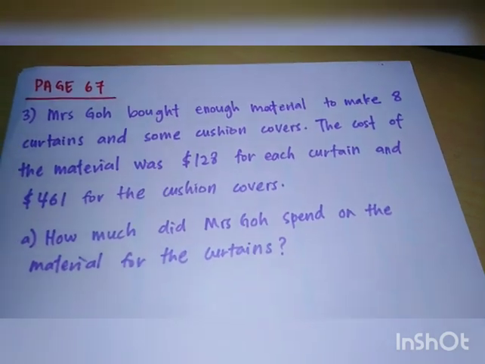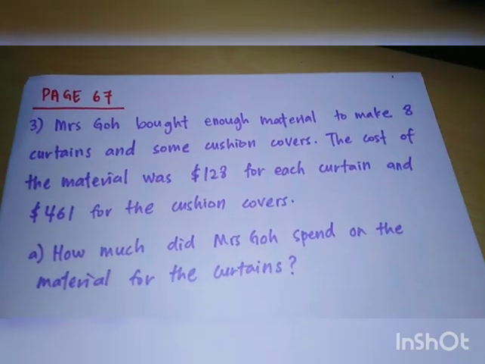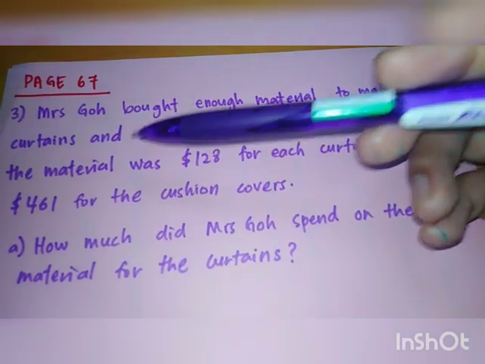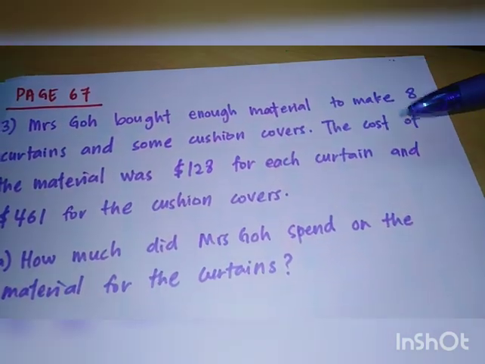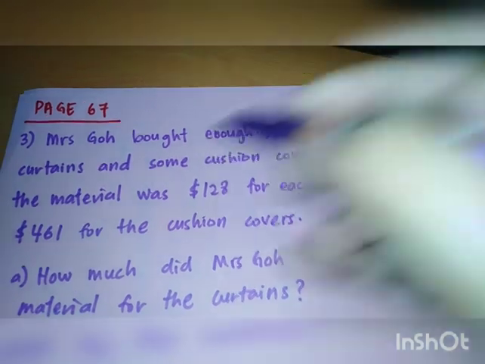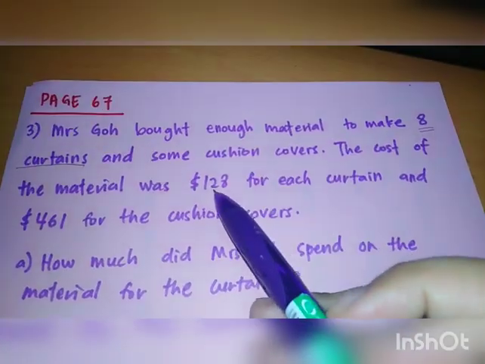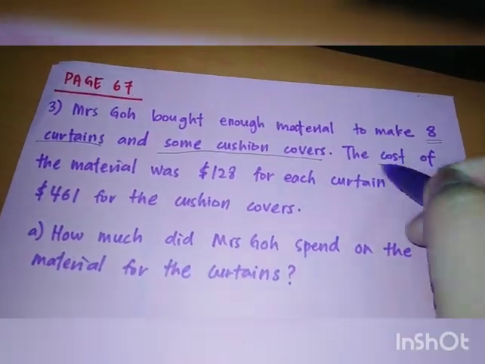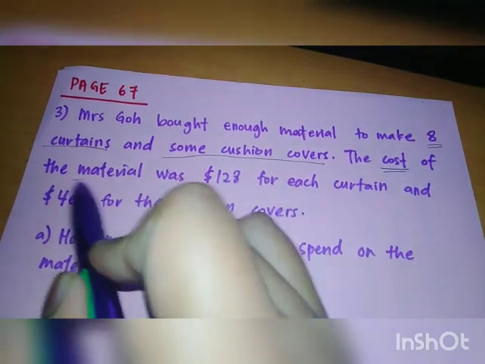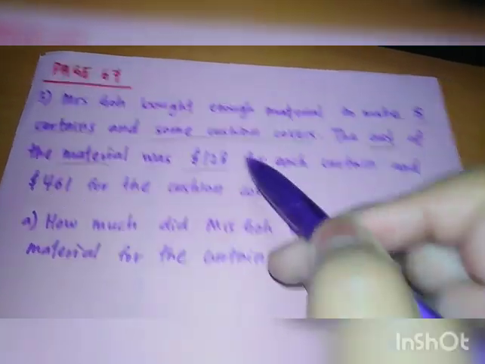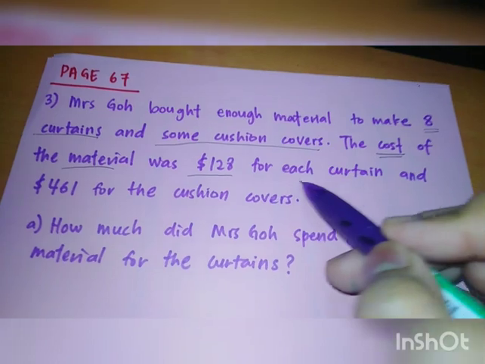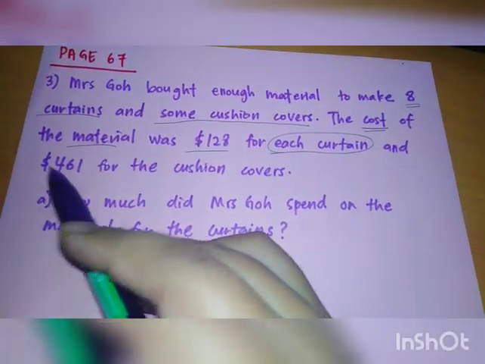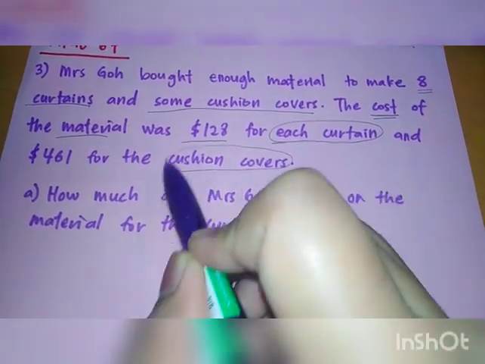Before we start answering the question, please read again and underline and circle the keywords and the information given in the question, right? In the sentences here: Mrs. Go bought enough material to make 8 curtains and some cushion covers, alright? So the cost of the materials was $128 for each curtain and $461 for the cushion cover.